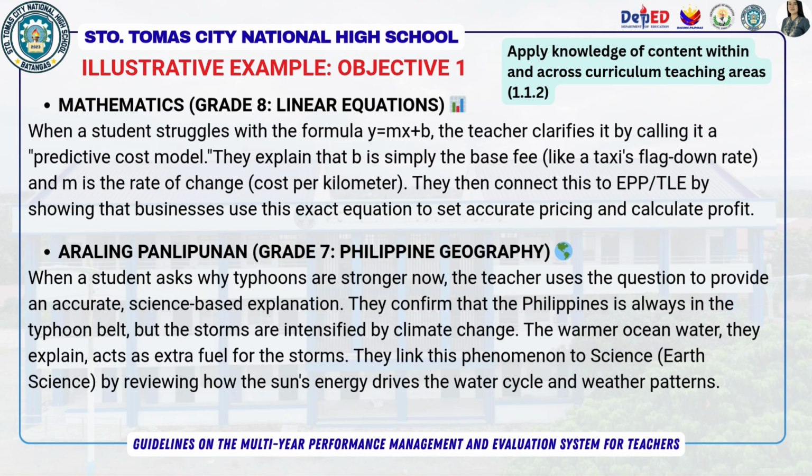Let's look at examples of applying content knowledge within and across curriculum areas, or Objective 1. Mathematics, grade 8: when teaching linear equations, the teacher doesn't just teach the formula. They give it real-world context by calling it a predictive cost model and connecting it to EPP or TLE through business or costing. This shows cross-curricular knowledge and makes the math meaningful to the student's life.